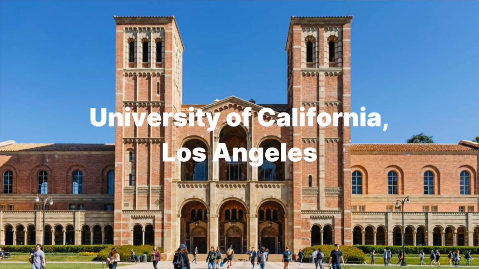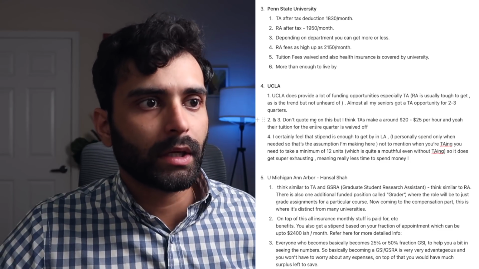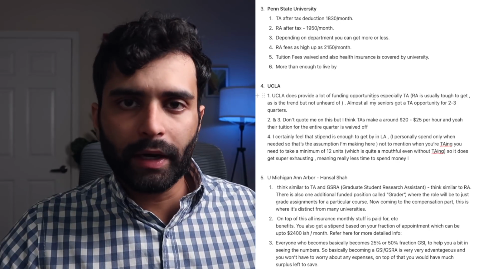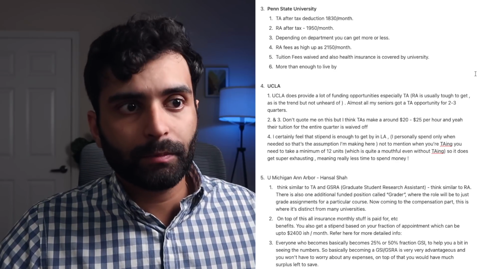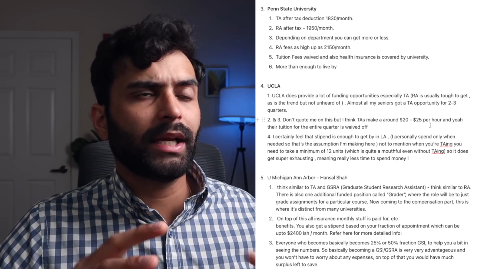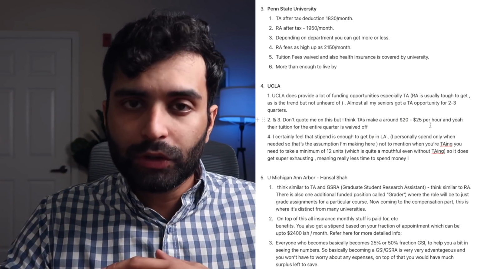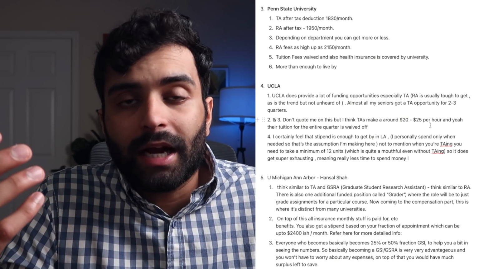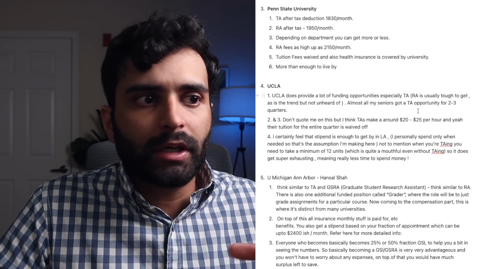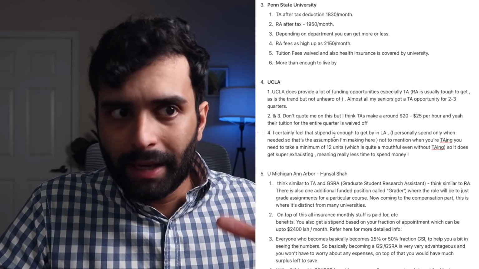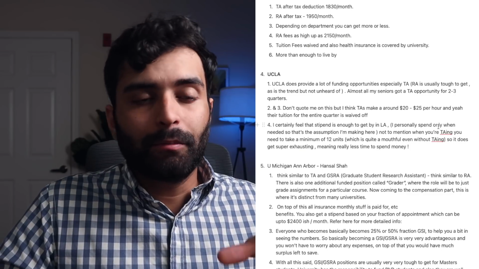For UCLA, one of the students, Rohan, showed me all of these numbers. UCLA does provide a lot of funding opportunities. RA, he said, is tough to get, but it's not unheard of for people to get. A lot of people get TA because UCLA is such a big university. You know, these public universities are huge. Their undergrad population is huge as well. They just have a lot of students which professors can't manage alone, so they hire TAs. He said all of his seniors got a TA opportunity for 2 to 3 quarters, and a TA makes around $20 to $25 per hour. Now, he said, don't quote me on that, but I think that number is pretty accurate.